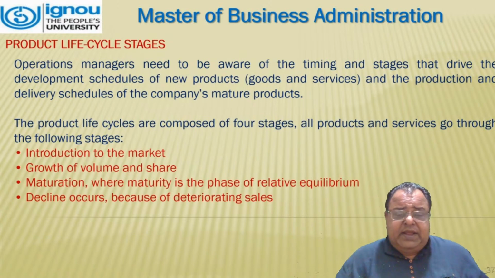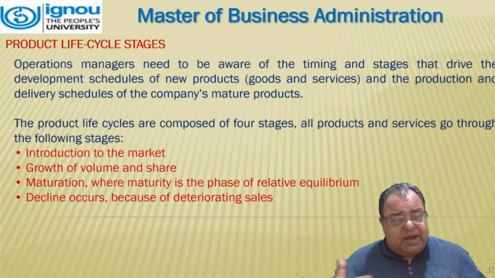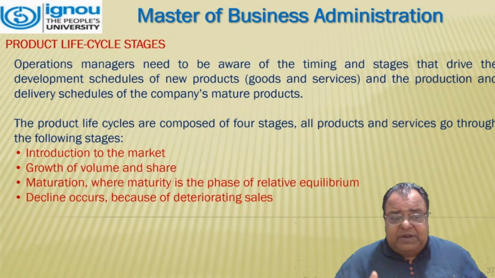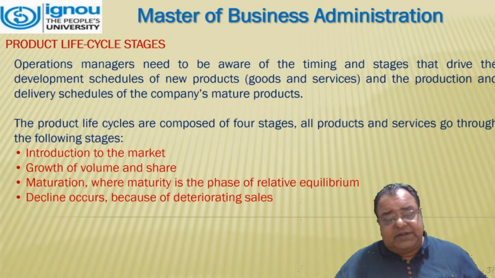The product life cycle is composed of four stages. All products and services go through the following stages. First one is introduction to the market. Then comes growth of volume and share. Third one is maturation, where maturity is the phase of relative equilibrium. And the fourth one is decline, at risk because of the deterioration in sales.